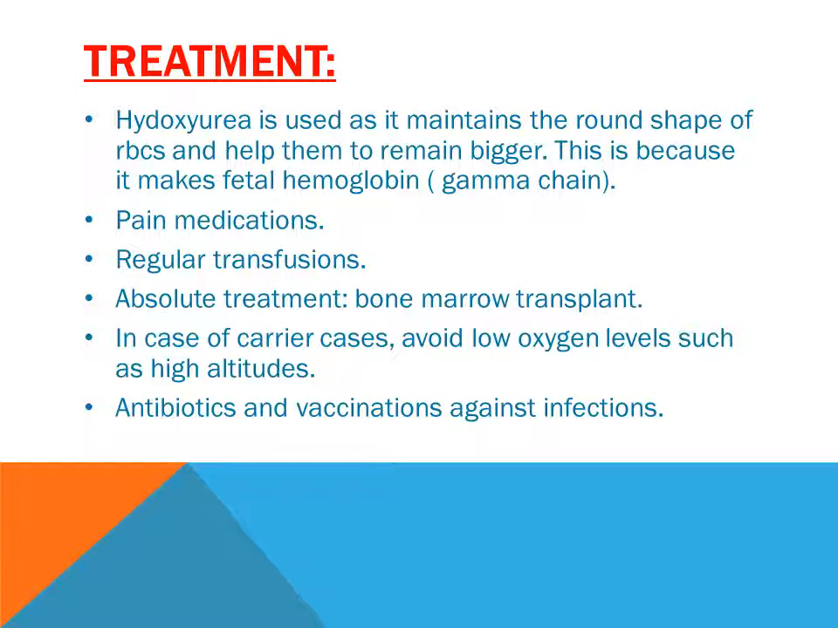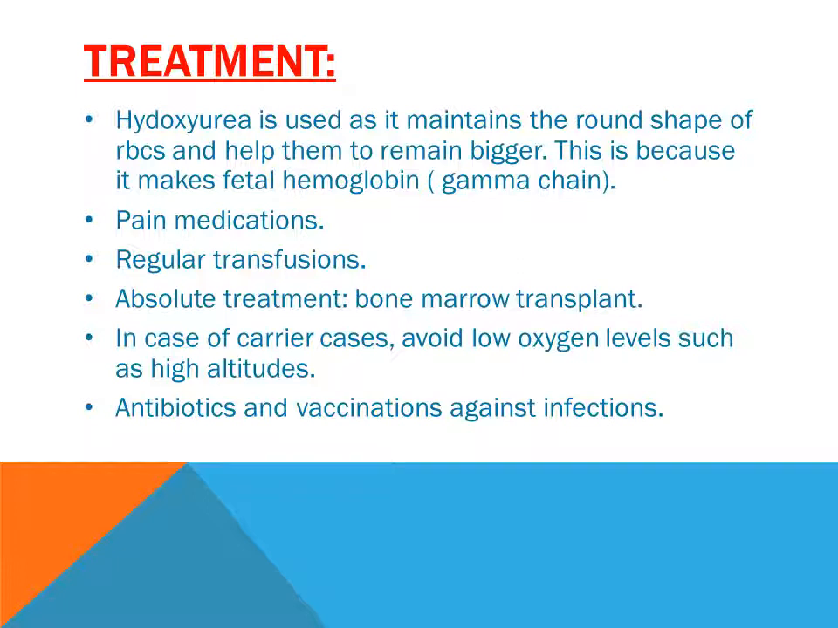Fetal hemoglobin contains alpha and gamma chains, and you all know that in sickle cell disease the defect is in the beta chain. Fetal hemoglobin doesn't contain the beta chain, that's why it doesn't get affected, and when its quantity is increased in the cell, it helps the cell to remain bigger and maintain the round shape of the cells.